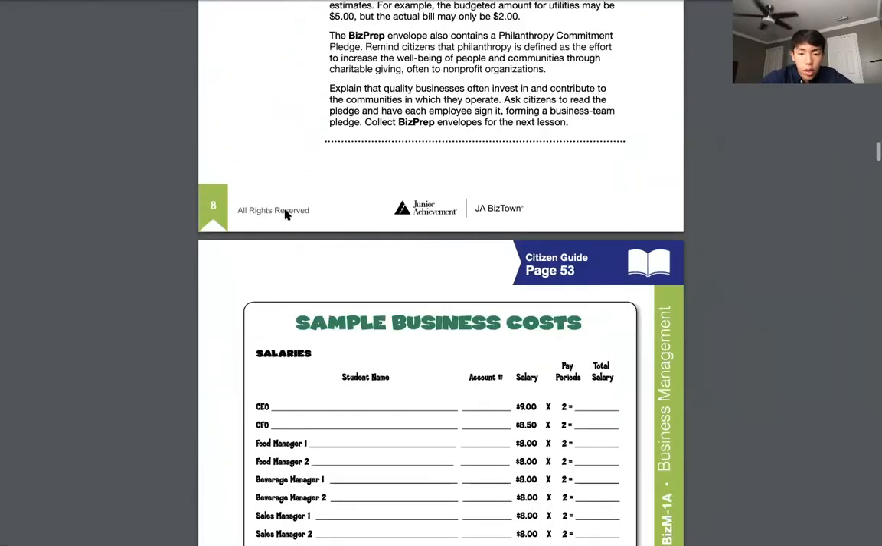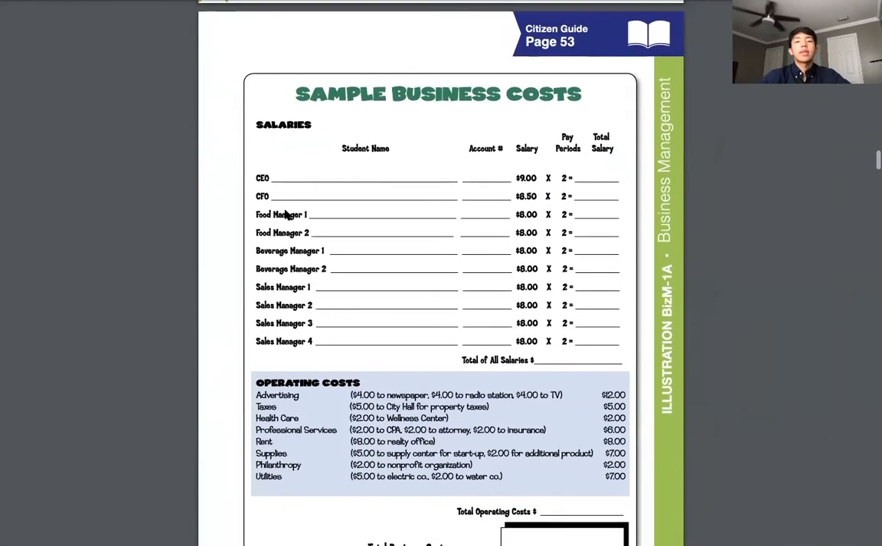So if we go to the worksheet right here, sample business costs. If you look at the left, we're looking just at salaries and operating costs. These are primarily the two things that businesses have to spend money on. Salaries to pay their employees, and operating costs to buy all the necessary tools and resources they need to run smoothly. So on the left column, we have many different employees: the CEO, CFO, food manager, beverage manager, and sales manager. Just based off this, it looks like we're maybe working at a food business, a restaurant, or even a bakery.